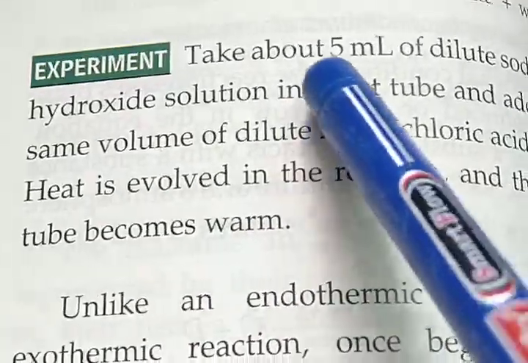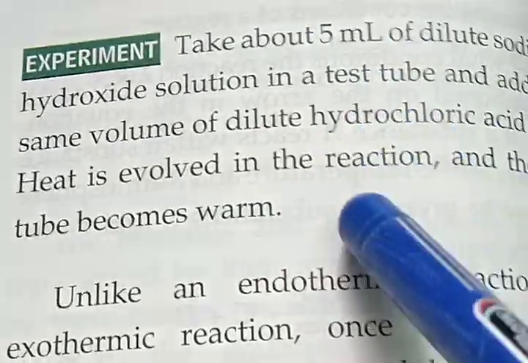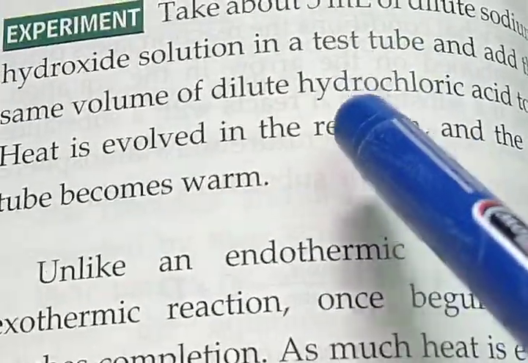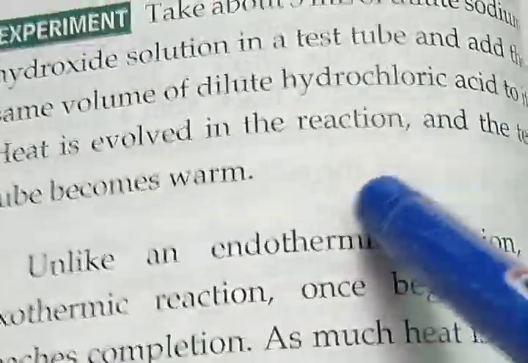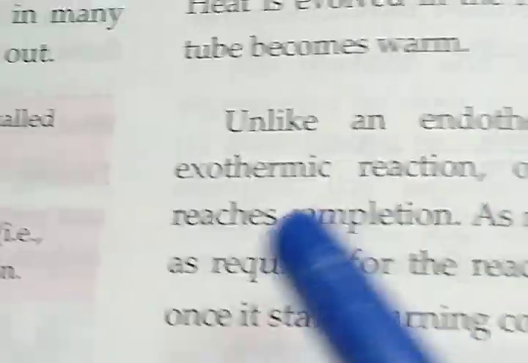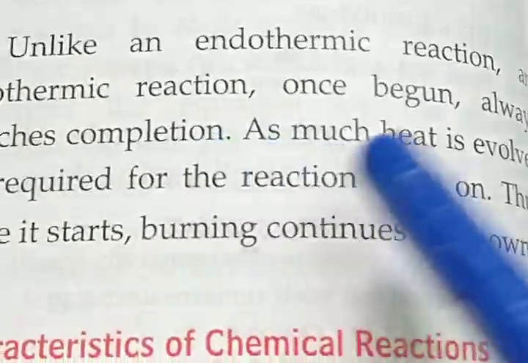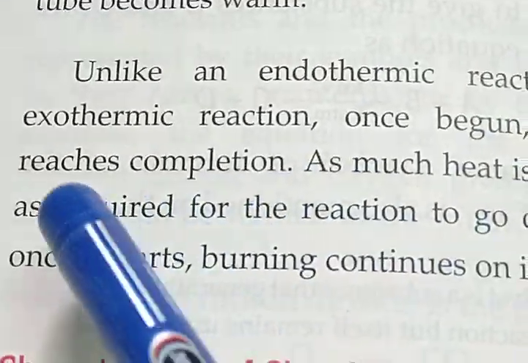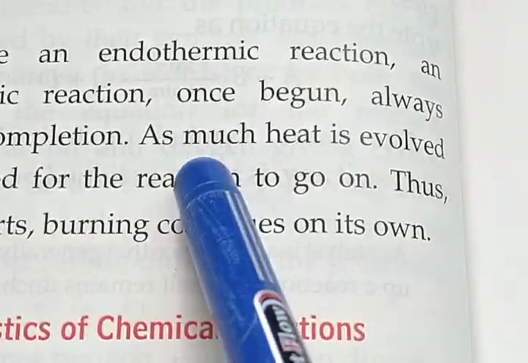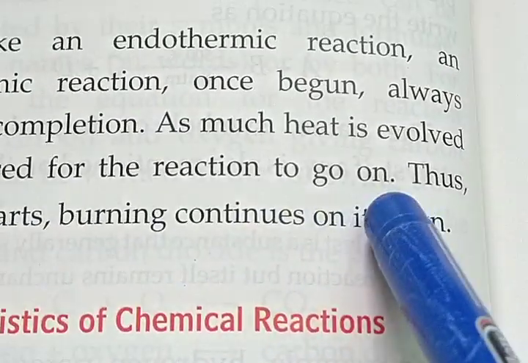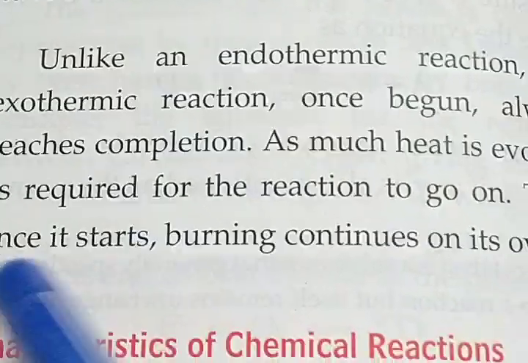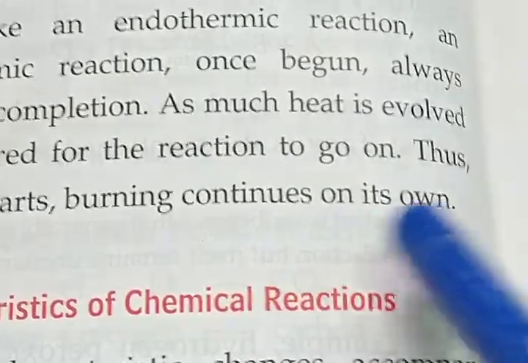तो जब हम लोग सोडियम हाइड्रोक्साइड के साथ हाइड्रोक्लोरिक एसिड मिक्स करेंगे तो नॉर्मली इन दिस रिएक्शन हीट इज इवॉल्व, I mean heat release होता है. That's why the test tube will be warm. Unlike an endothermic reaction, an exothermic reaction once begun always reaches completion. So as much heat is evolved as required for the reaction to go on. Thus, once it starts, burning continues on its own.